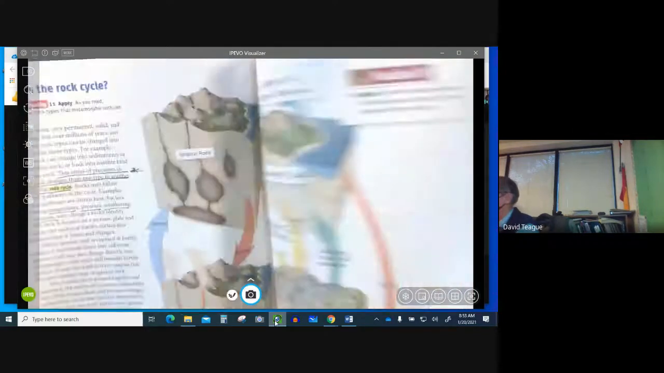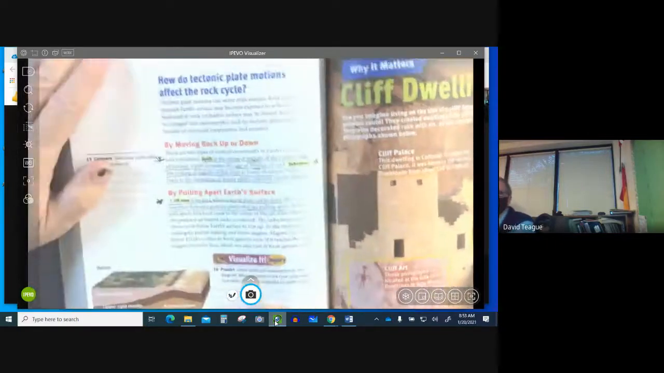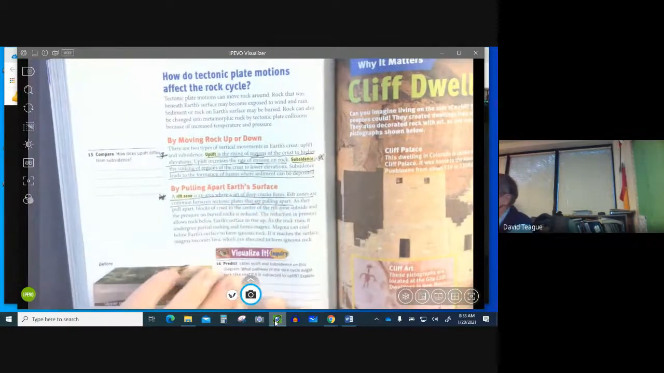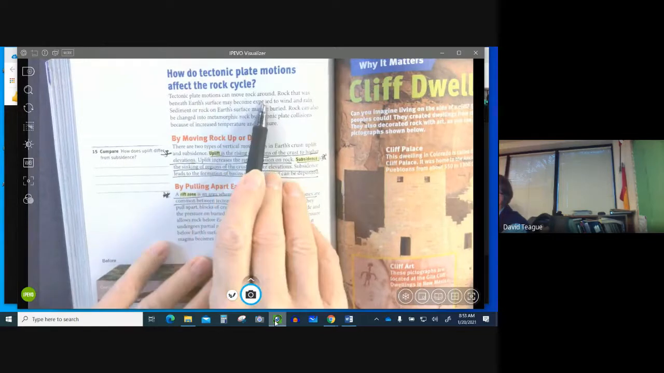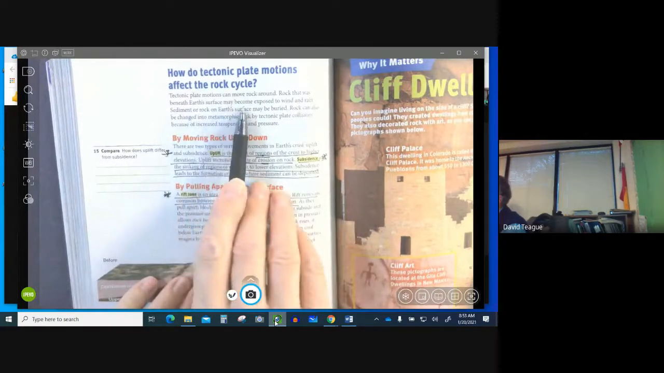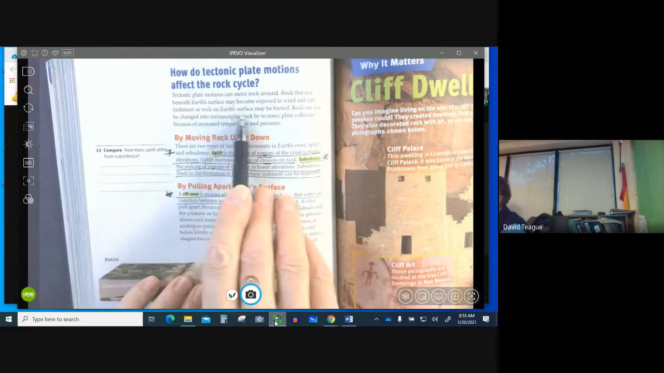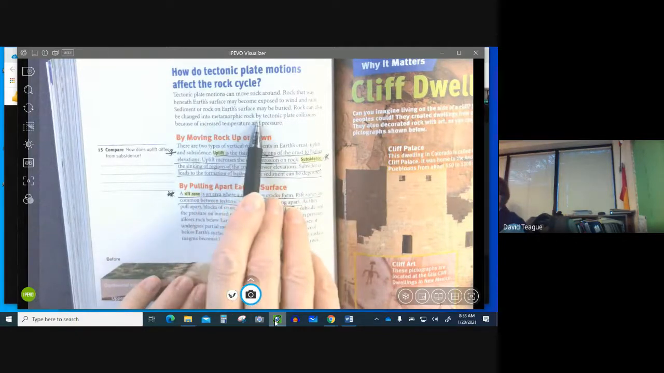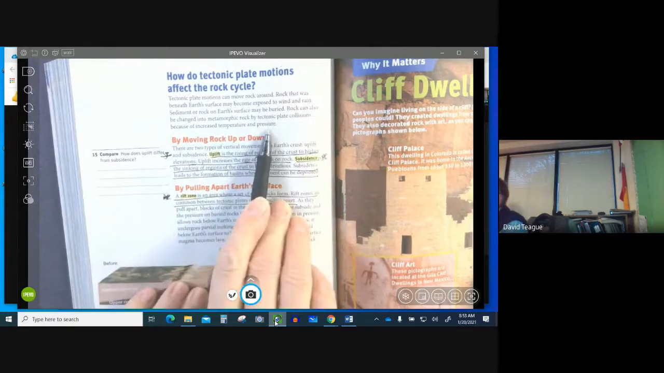Okay, let's go to 374. It says, how do tectonic plate motions affect the rock cycle? Tectonic plate motions can move rock around. Rock that was beneath the Earth's surface may become exposed to wind and rain. Sediment or rock on the Earth's surface may be buried. Rock can also be changed into metamorphic rock by tectonic plate collisions because of increased temperature and pressure.